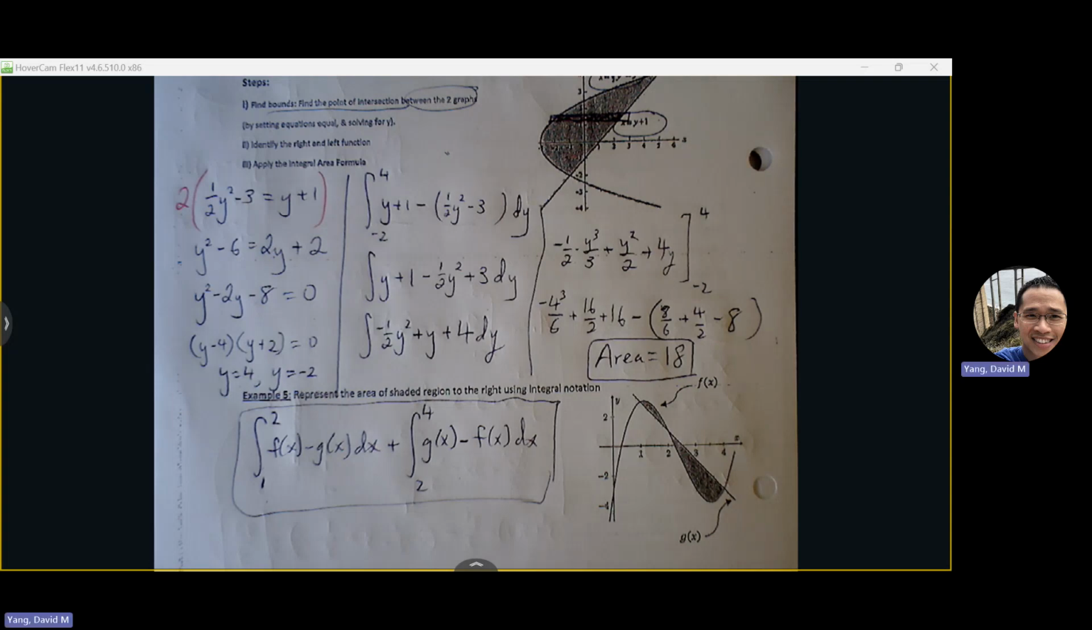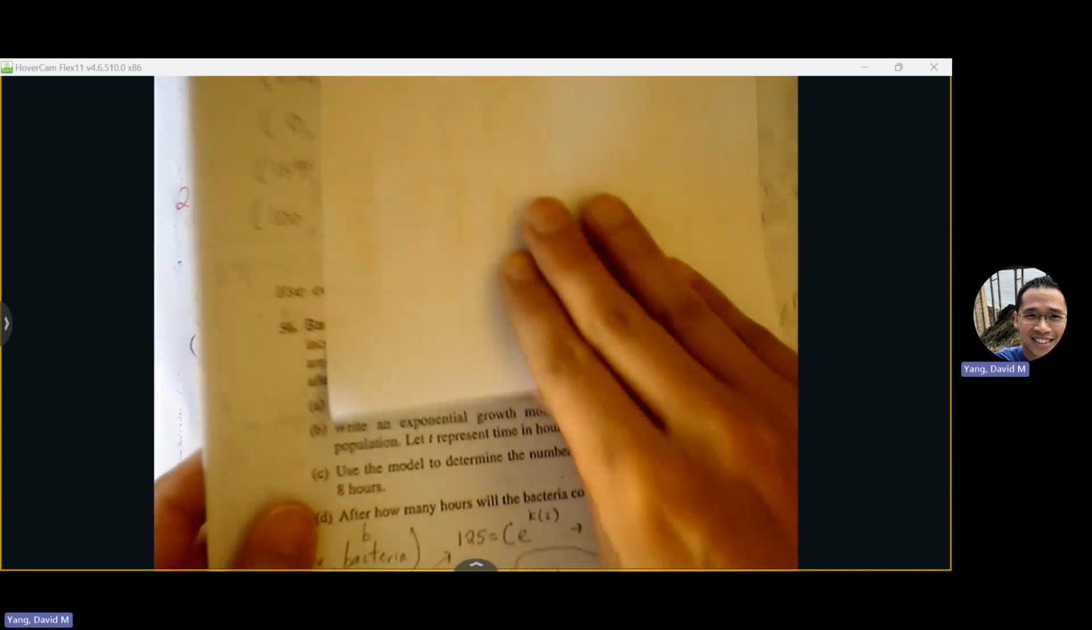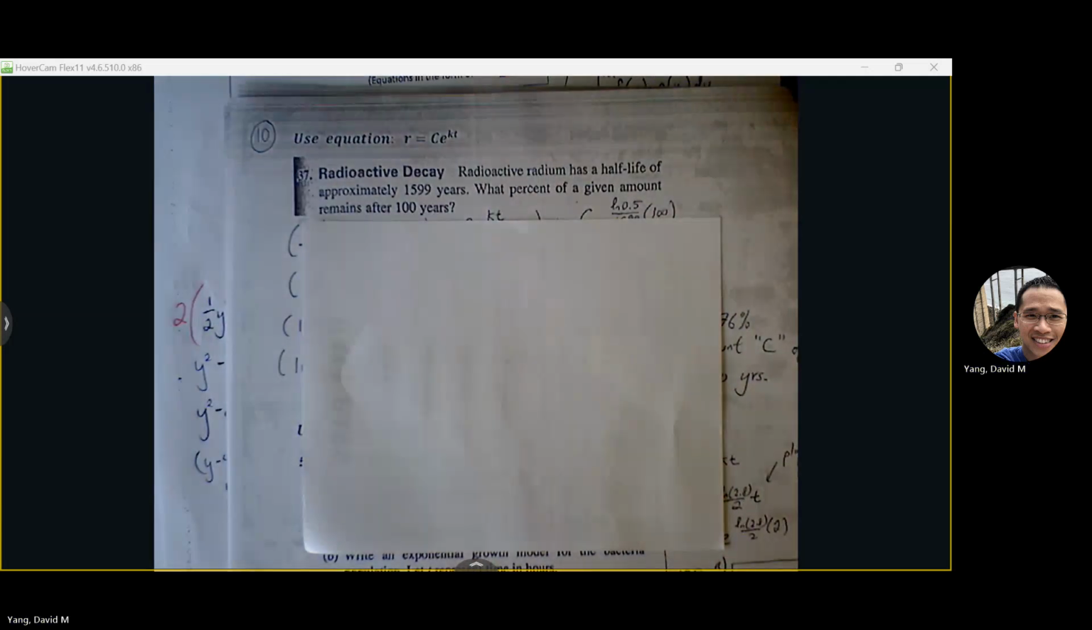This is page 10 of your homework packets. I want to do a population y equals C e to the kt problem. Page 10 of your homework packet. I don't think we've done this yet.